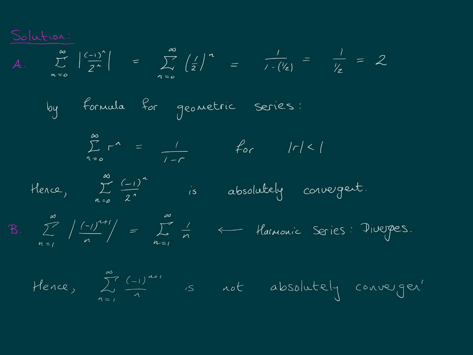Okay, so we've seen an example of a series which is absolutely convergent and an example of a series which is not absolutely convergent. Again, absolute convergence is if you take the sum, instead of the a_n, you take the sum of the absolute values of the a_n and you check, does this new series converge?